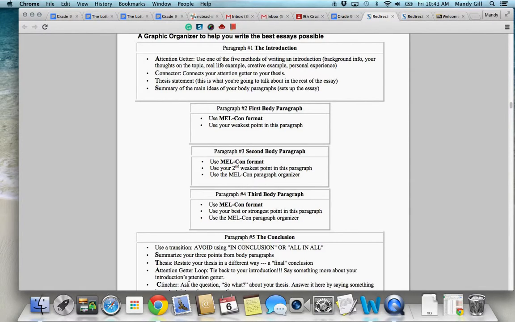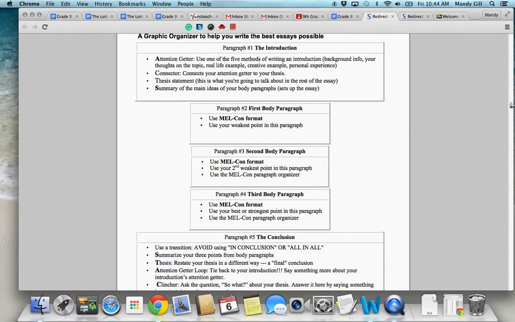Then we need an attention getter loop. It's exactly like what it says. Go back to your introduction, look at your attention getter, and tie back into that somehow. So if you started out saying, there was a really good quote, something about let the games begin or something like that, you want to tie that in again. What I mean by tie in is you can mention it again and explain it further, or you can say just as in the beginning they said let the games begin. In the end they said there was 1 winner or 2 winners. So that's what you want to do next. You don't want to repeat the same sentence, though.